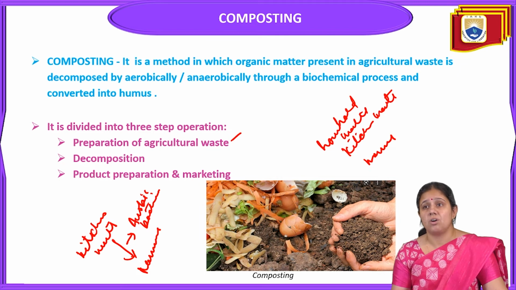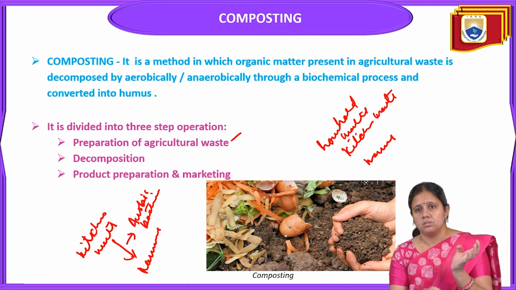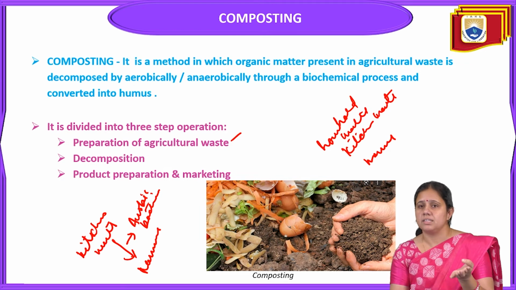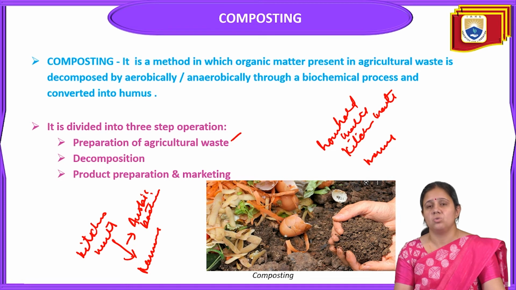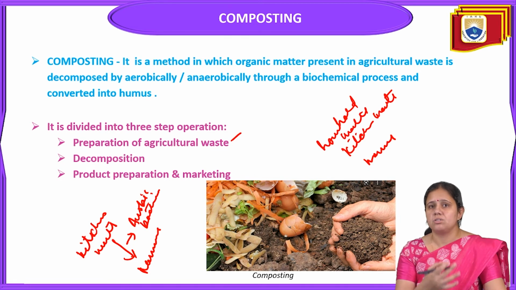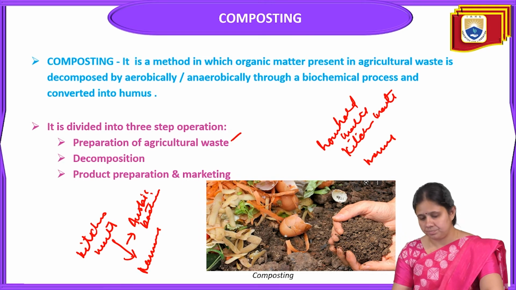Now here we can say that we are getting benefits from the waste. So waste is not at all a waste now. Waste is converted into a resource, and this manure is a very good thing for crop generation, because it is organic in nature. So no chemical is there. That's why it is very good to utilize waste for the composting process.